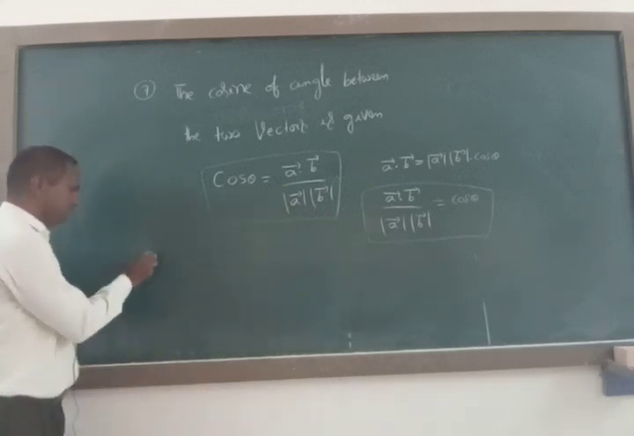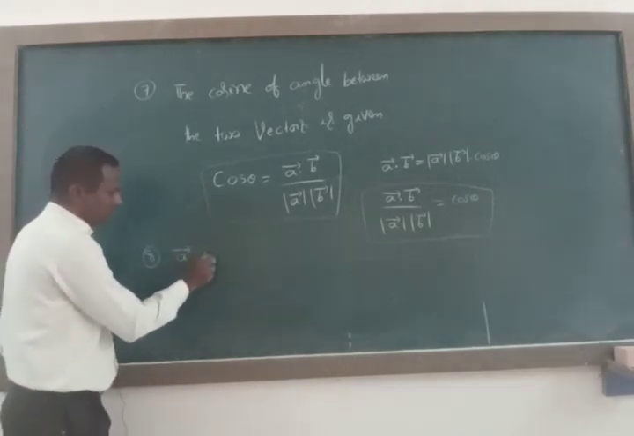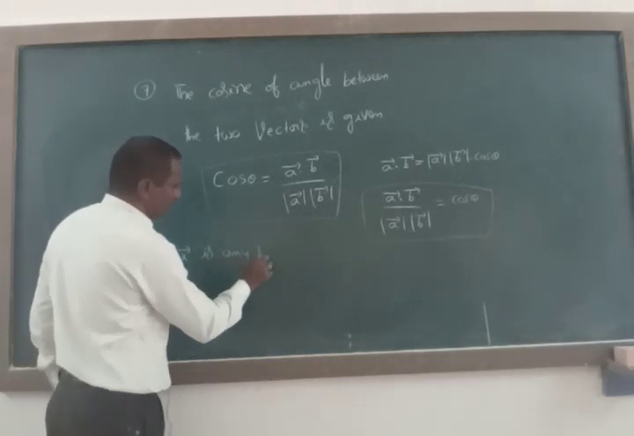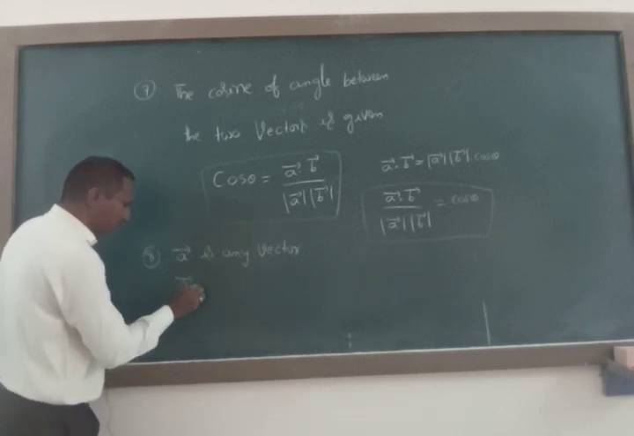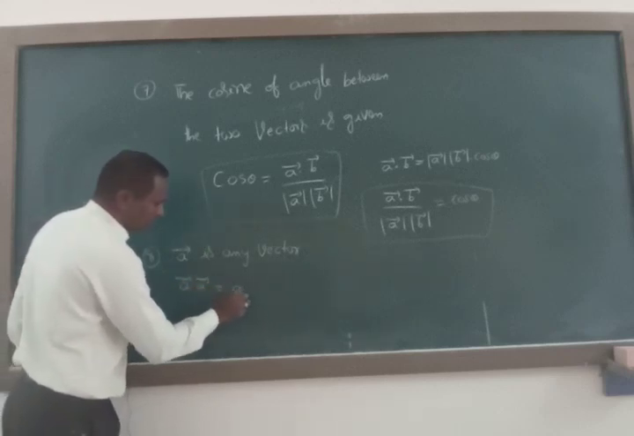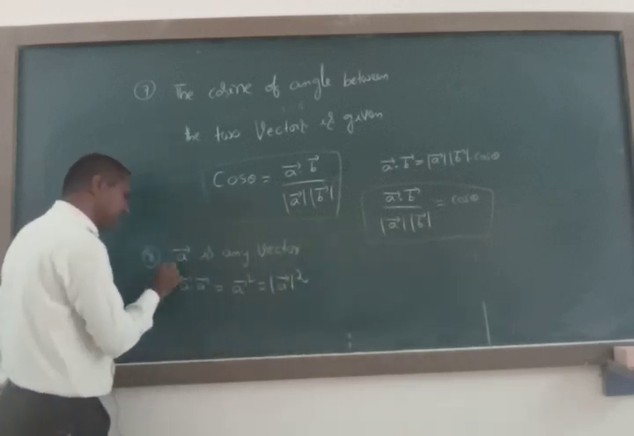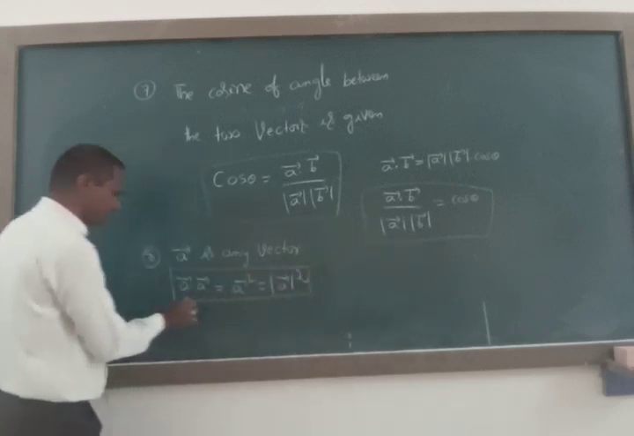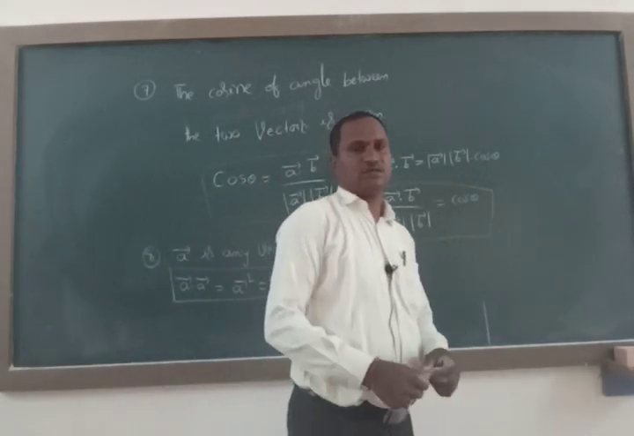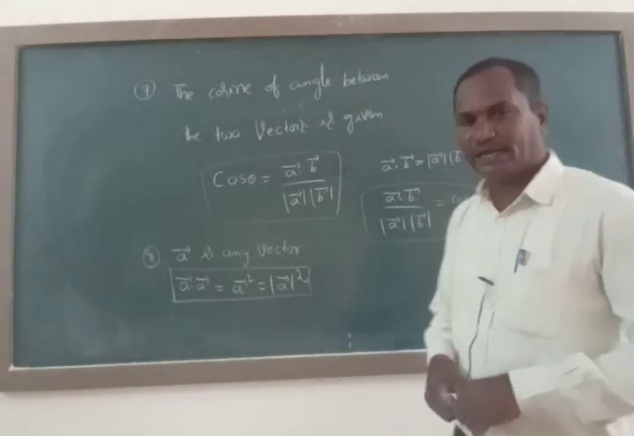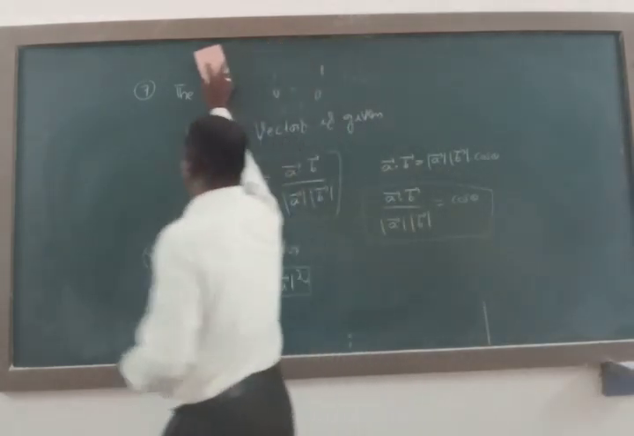Next, eighth is: A bar is any vector. Then we can write A bar dot A bar, or A bar square, or magnitude of A bar square. All are giving the same meaning. If A bar is any vector, then A bar dot A bar, the square of that vector A bar, and magnitude of A bar square, all these three are equal and give the same meaning.